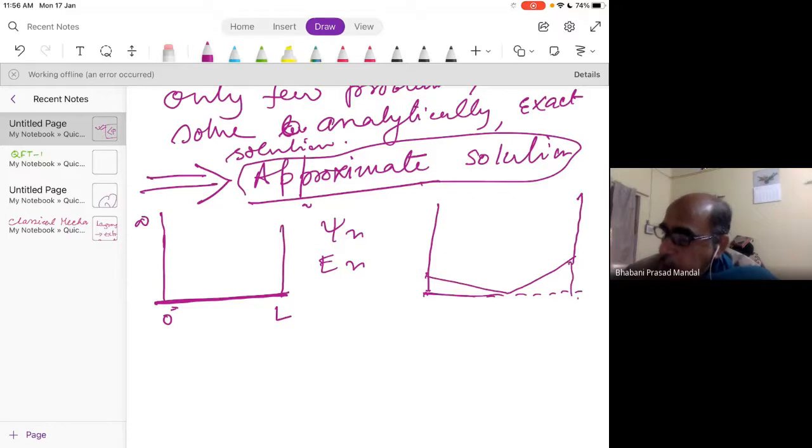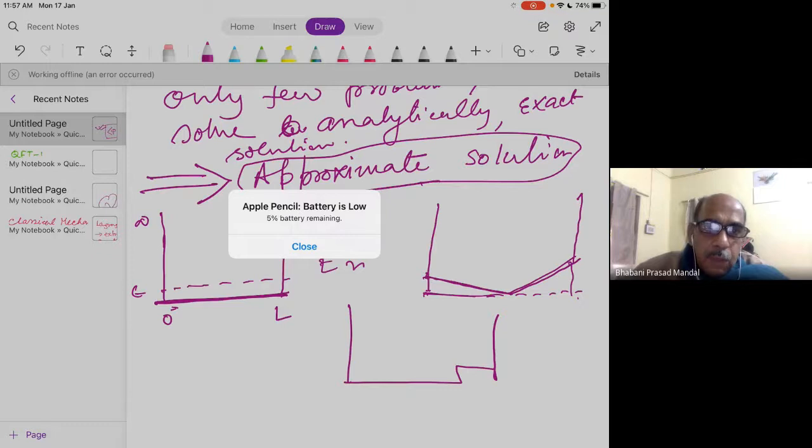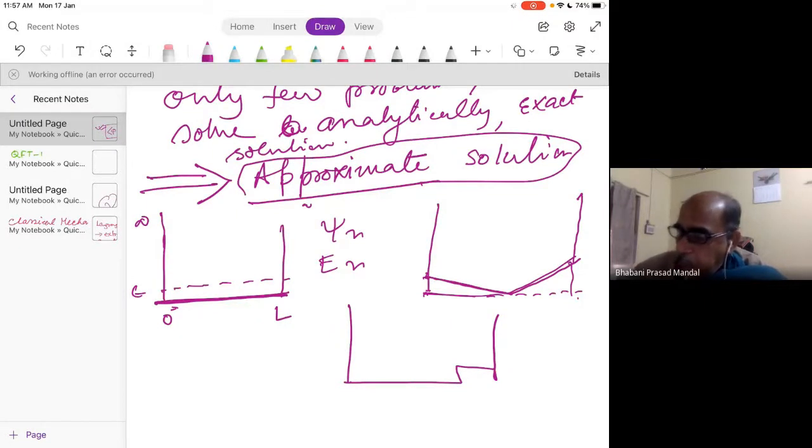This bottom is not flat. The bottom has some small potential. This box has a small hump here. This line is not starting at zero, but suppose it starts at some epsilon height. How will you find that? You have understood your box problem, but if I modify it a little bit, you will not be able to solve it. And in a realistic situation, you will not have the box. Whatever potential system you find, there will be some uneven things.